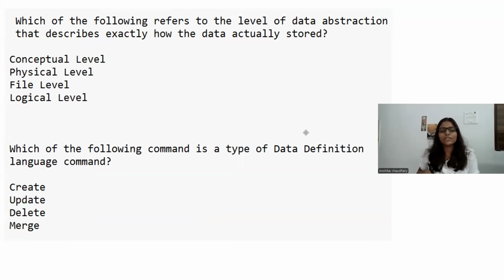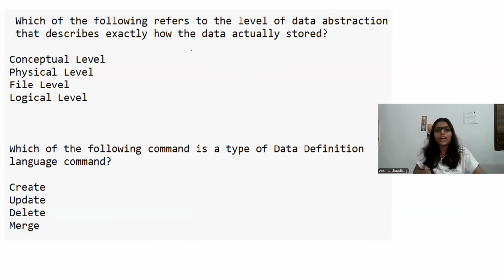The next question is, which of the following refers to the level of data abstraction that describes exactly how the data is actually stored? See, data abstraction is nothing but hiding all the unimportant details and just showing the functionality. Suppose let's take an example of an AC, air conditioner, right? We just know that, okay, it is giving us cool air, right? But we don't know the internal functionality, what is happening behind the scenes, right? This is what abstraction is.